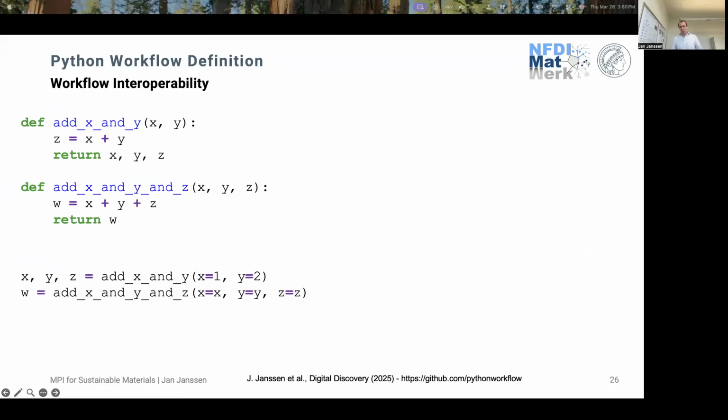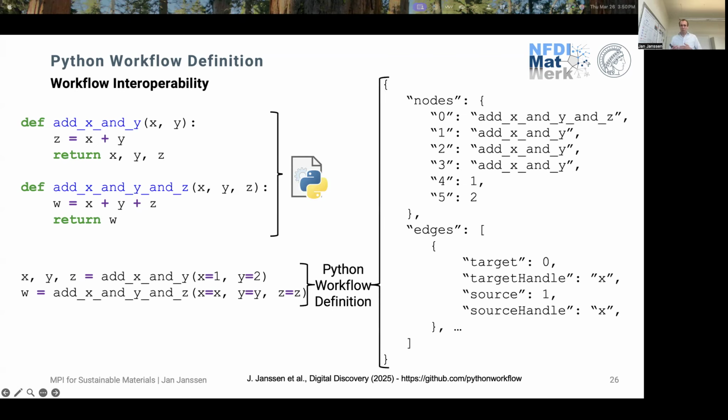And just to show this again on a small example here, I show two Python functions and how we would call them. These Python functions in the Python workflow definition would be stored in the Python module. And then the calling of the Python functions, that's where the workflow definition applies. That's what we then store in the JSON graph. So you really have this workflow graph, separated into nodes and edges, and based on this representation, it becomes interoperable between the different workflow frameworks. All this is work that we do as part of the NFDI MatWerk Consortium, really trying to focus on the interoperability within our community.